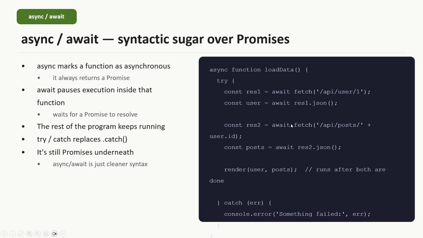And so it reads almost exactly like synchronous code, really, is how I interpret it. You're not chaining dot then calls, but you just write step by step, top to bottom, like you normally would, and you handle errors with a regular try catch, which is the same pattern you'd use for any synchronous errors. Under the hood, it's all still promises, but async await is just nicer syntax on top, really.